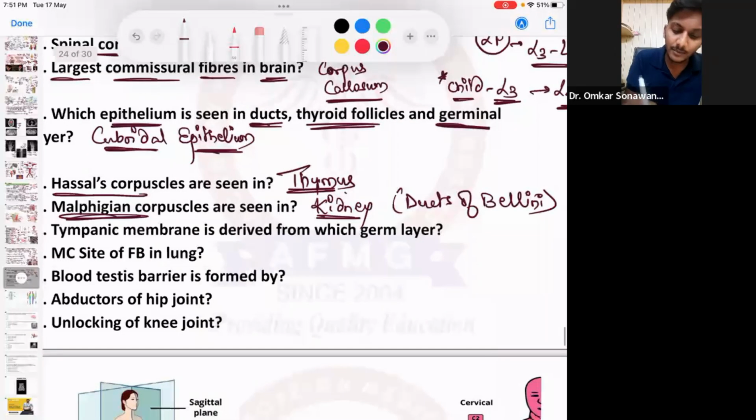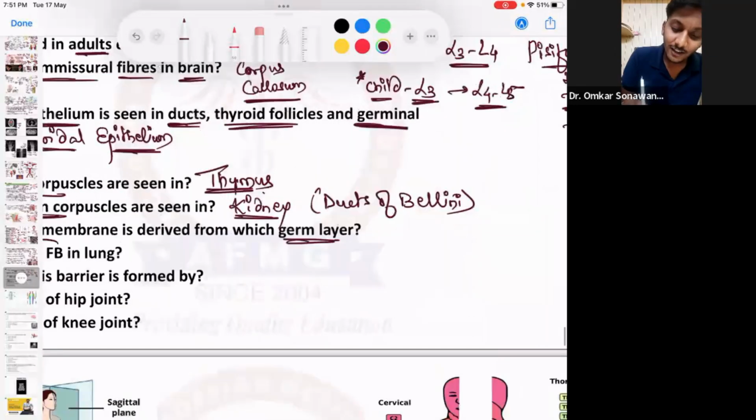Tympanic membrane is derived from which germ layer? Very good. Tympanic membrane is derived from all three germ layers: endoderm, ectoderm, and mesoderm.